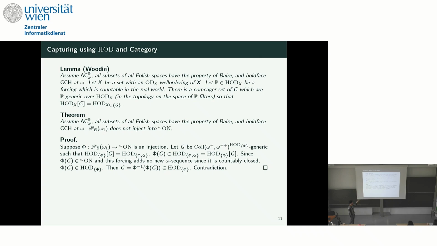Phi of G is clearly OD from phi and G, and hence it belongs to HOD_{phi,G}, but we know that HOD_{phi,G} is HOD_phi adjoin G. This forcing adds no new omega sequences. It is countably closed, so that means phi of G must belong to HOD_phi. But if phi of G is OD_phi, then phi inverse of phi of G is OD_phi, and hence G is in HOD_phi. And you've just put the generic into the ground model, which is not possible. So this is the argument I want to generalize for the rest of the talk.